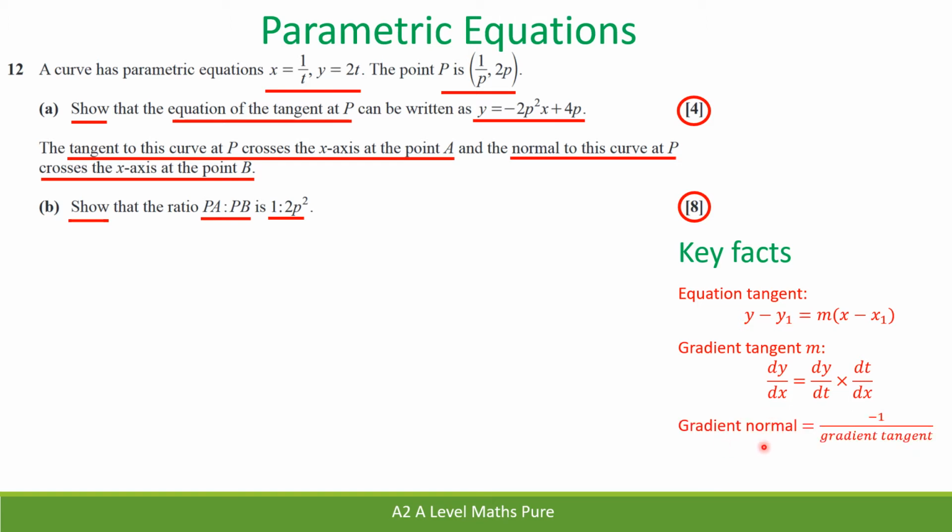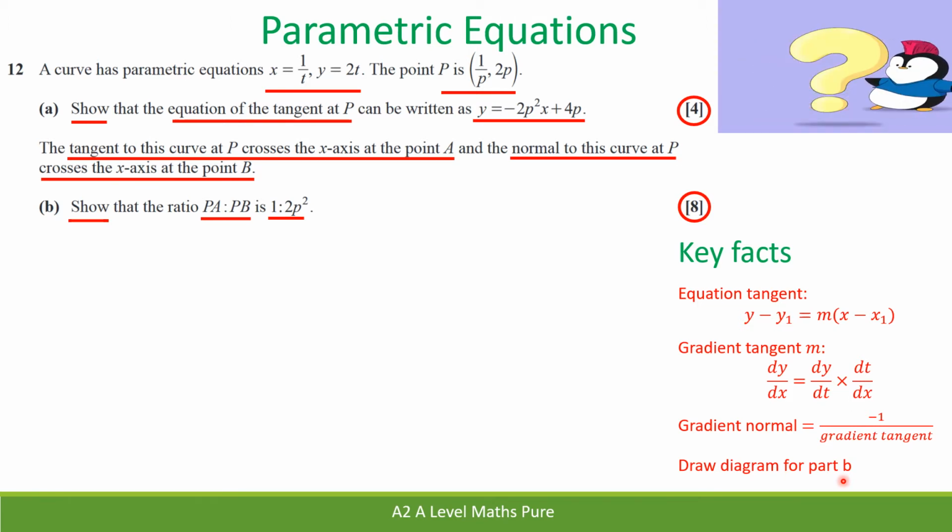Then in part B, you'll need to work out the gradient of the normal, which is minus 1 over the gradient of the tangent, because you've been told here you've got a normal. And then once you've got this gradient of the normal, you'll need to use the equation of the tangent again. And in part B, it's really important that you draw a diagram so you understand what is going on, because until you can visualize what you're trying to find, you won't be able to find it if you do not know what you're trying to find.